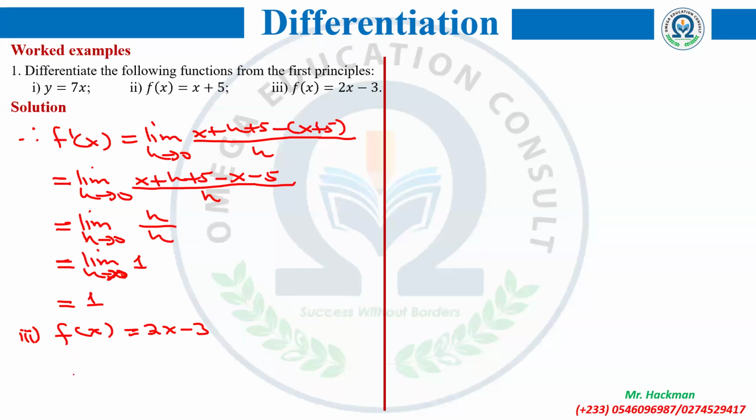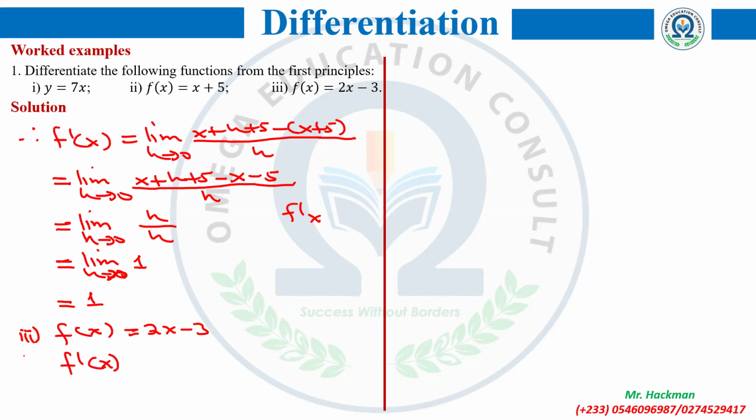dy/dx is equal to, am I right? No, it's going to be f prime of x. f prime of x is equal to the limit as h approaches 0. So it will be f prime of x.